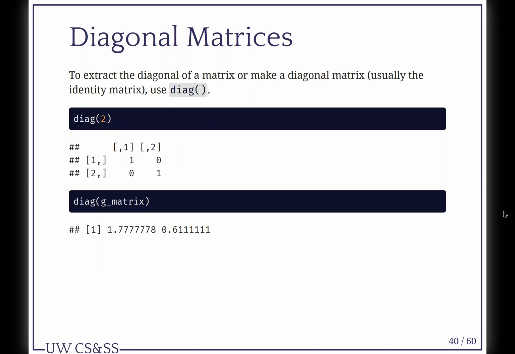We can get diagonal matrices to extract a diagonal of a matrix or make a diagonal matrix. Usually the identity matrix is all that we're interested in. We use the diag function. For instance, we could say diag 2, and we'll get an identity matrix that's 2 by 2. Or we could say diag of the G matrix, and we'll get just 1.7 and 0.6.